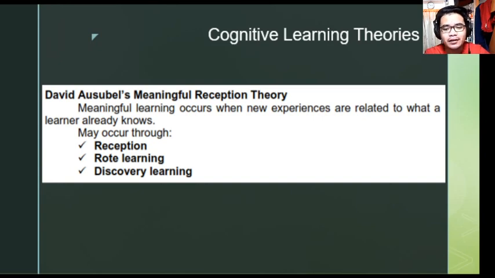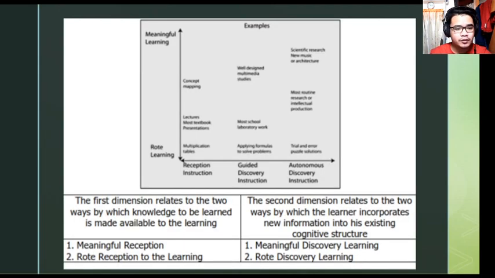David Ausubel yan. Okay, so meron siyang tatlong konsepto na present sa atin: reception, rote learning, and discovery learning. I will present to you this graph, okay? So, these are the hierarchy of learning according to David Ausubel. Nagsisimula tayo sa rote learning. Okay? Nagsisimula tayo sa rote learning. And then, higher learnings are meaningful learning and autonomous discovery instruction.